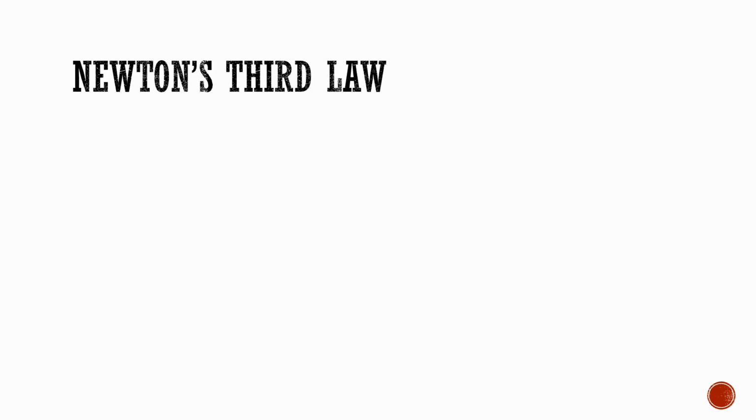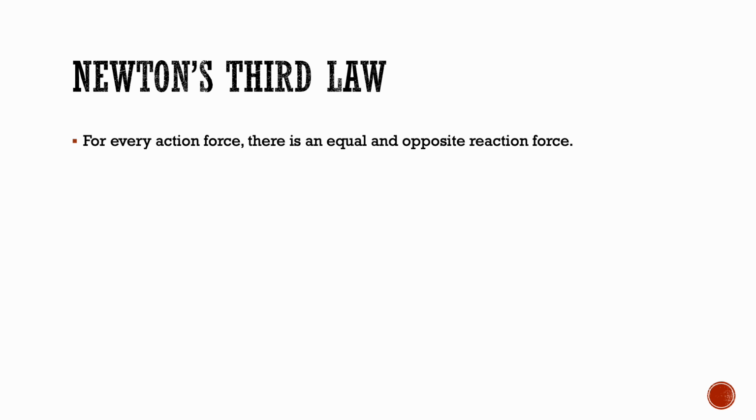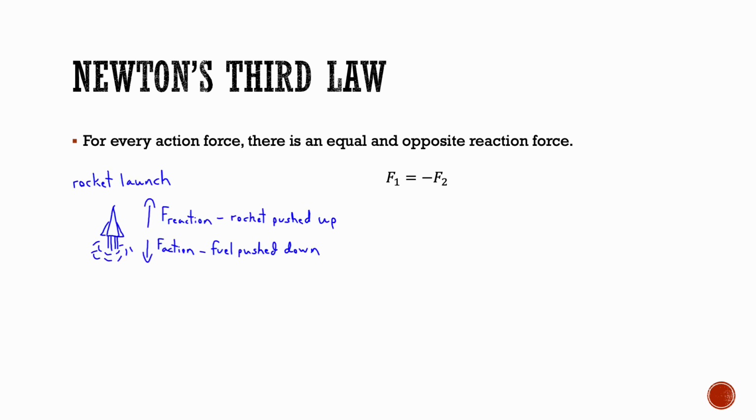Okay, so on to Newton's third law. Newton's third law is for every action force, there's an equal and opposite reaction force. So in other words, we might have two forces where F1 is equal in magnitude but opposite in direction to F2, hence why we have a negative in this sign.